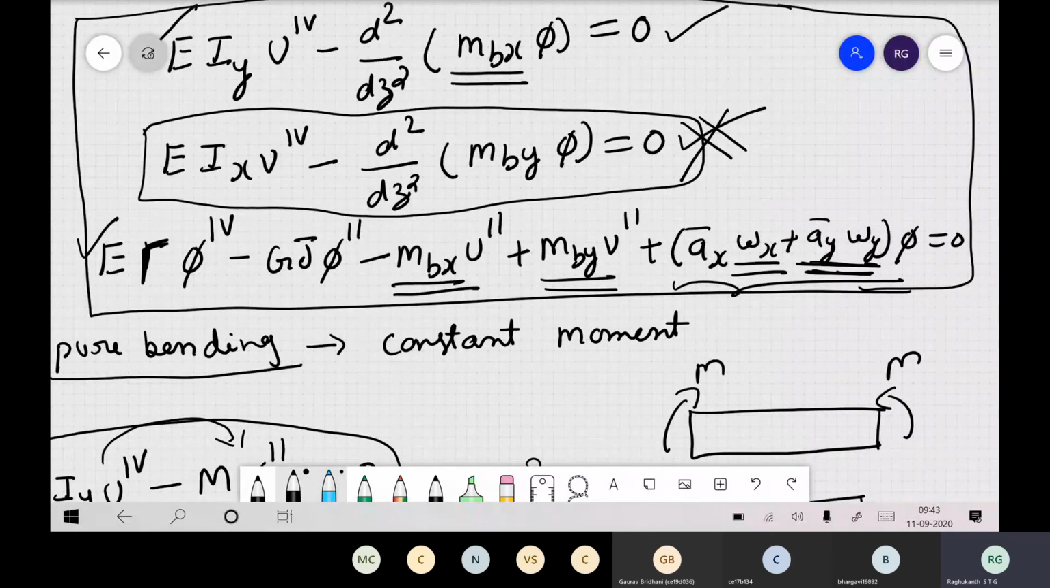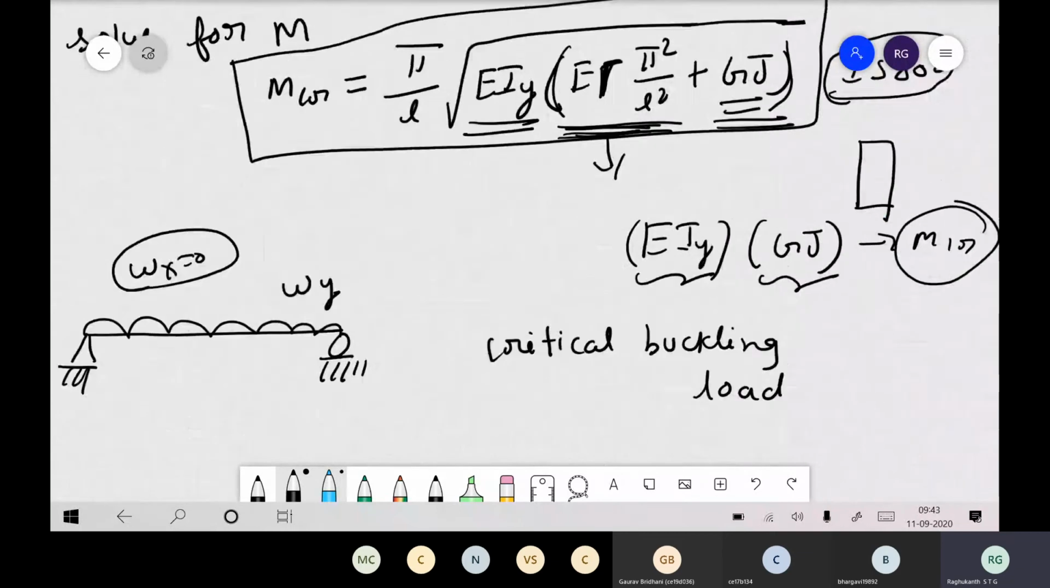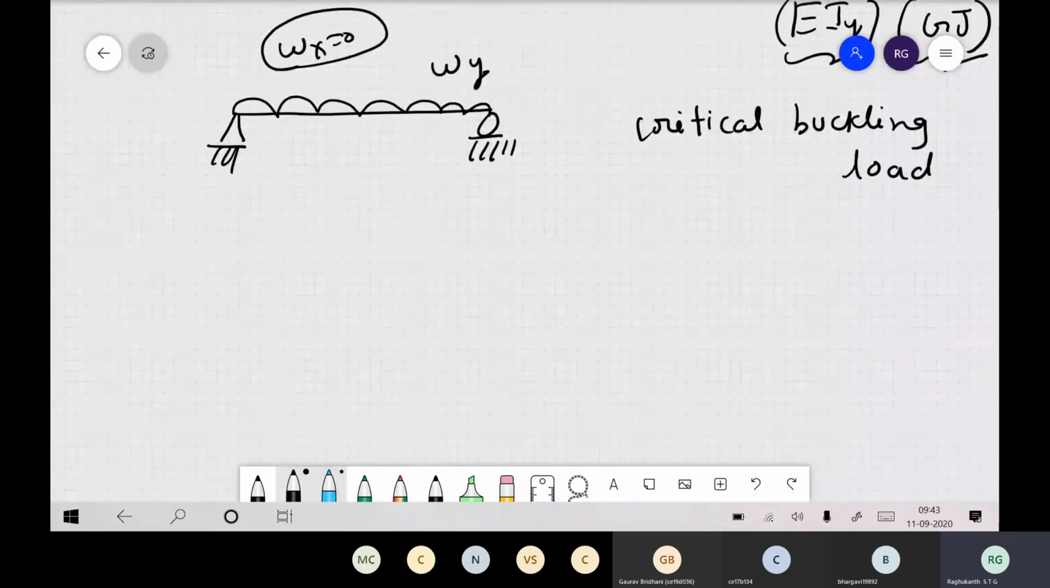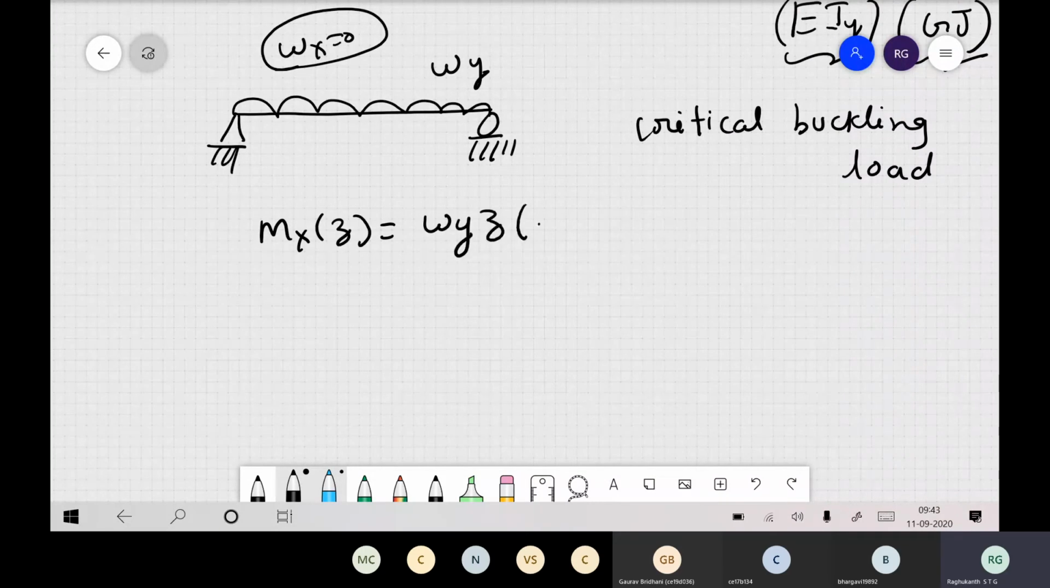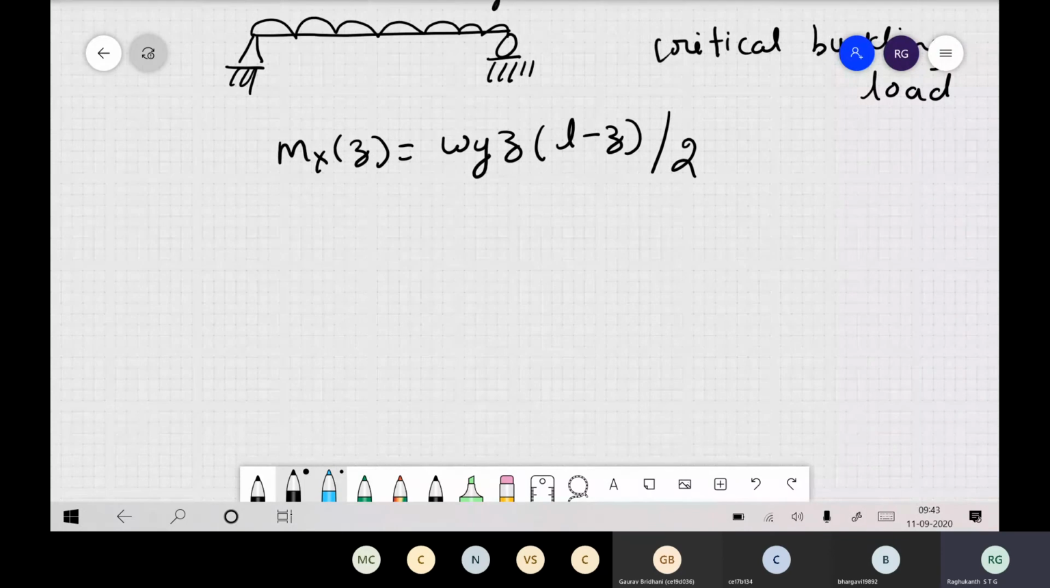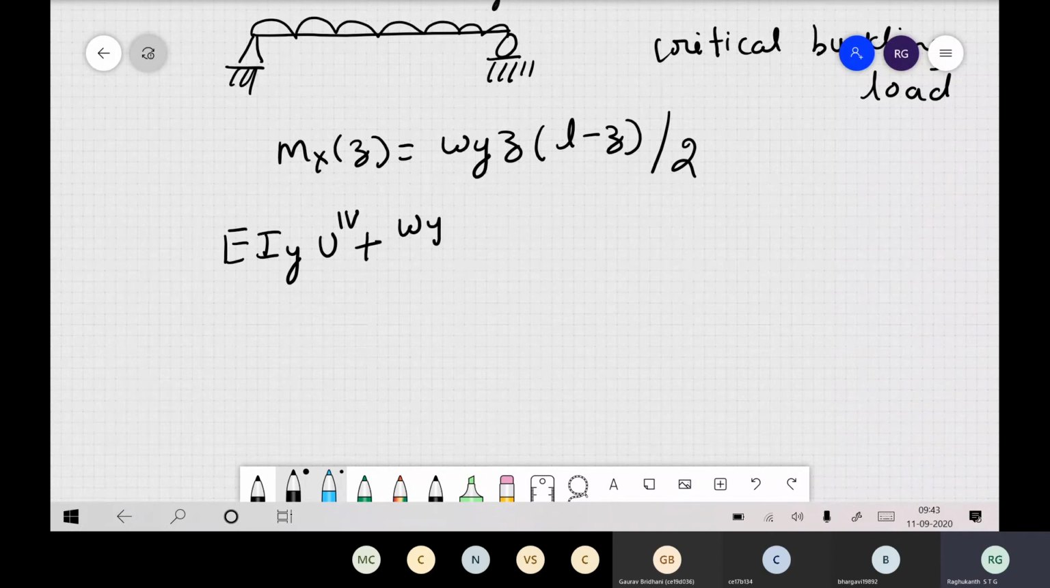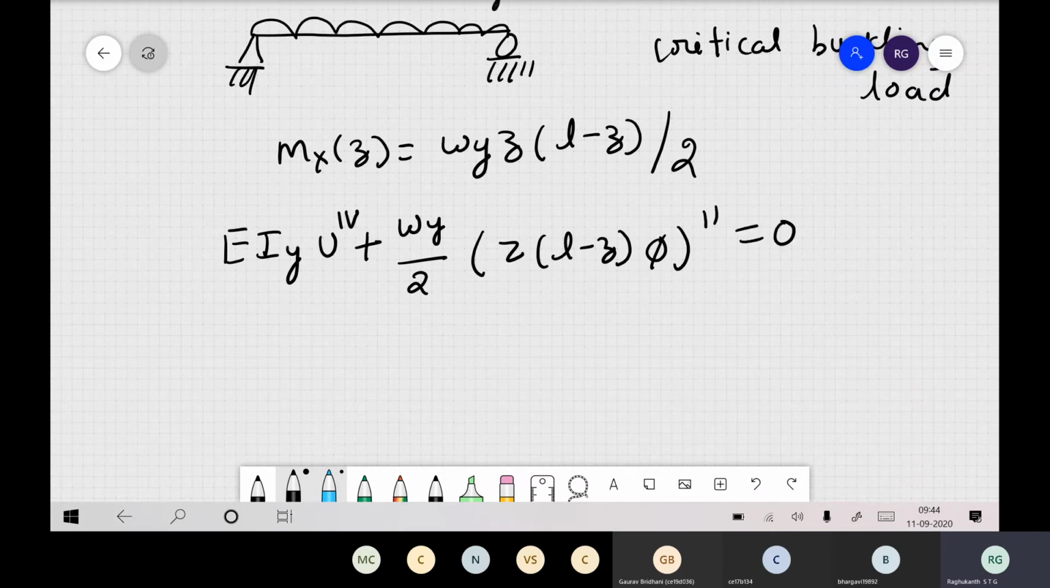So if you write the expression for bending moment for a simply supported beam, your MBX or MX, the bending moment diagram, is W bar Z into L minus Z by 2. So this is your bending moment diagram for this section. Substitute it in our equations. You can write this expression as EIY U fourth order equation plus WY by 2 Z into L minus Z into phi double dash is equal to 0.